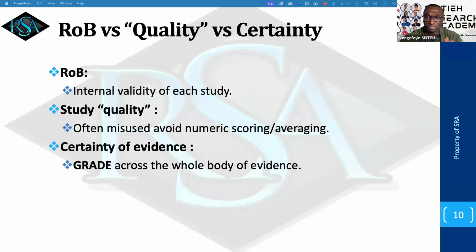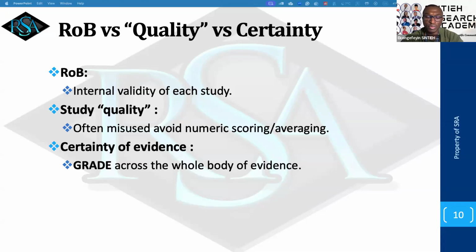Now, you always hear risks of bias versus quality versus certainty. Generally, risks of bias refers to the internal validity of the study. So how was the study conducted? And quality is basically an overall description of how you think the study was well done. It's not a numerical score. It's not something that you calculate and summarize. No, it's just you describing, and that's what you do at the end of your risks of bias, where you state the quality.